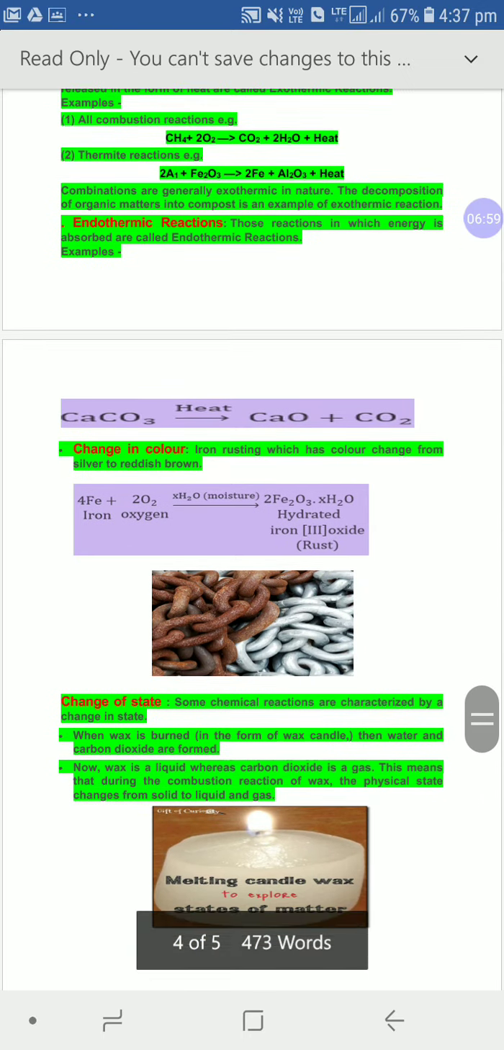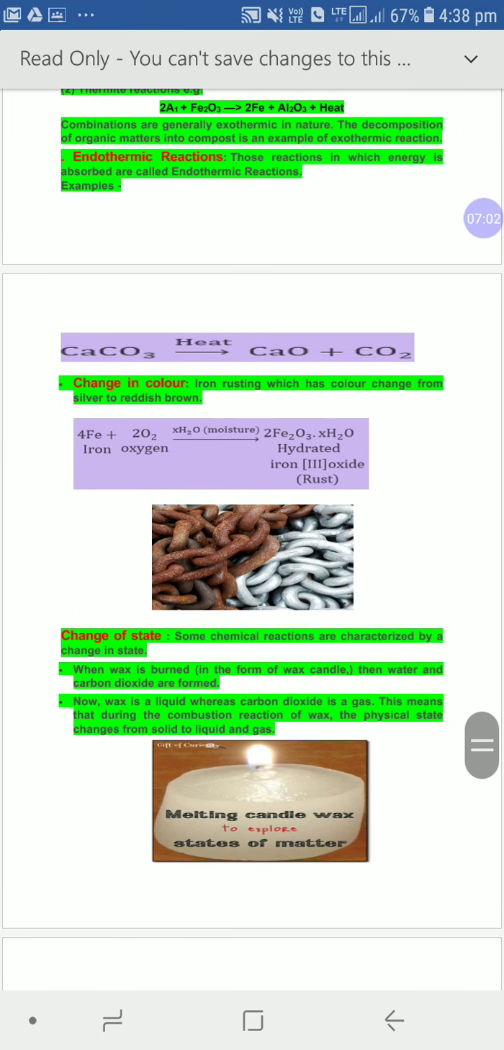Now you can see the picture of iron nails. Iron nails get rusted when they react with oxygen and moisture. The formula for iron is Fe plus 2O2. When it reacts with oxygen and water, it forms hydrated iron oxide, which is commonly known as rust. So it is also a combination reaction because two or more reactants combine to form a single product, along with a change of color.